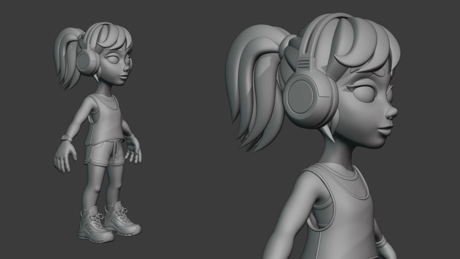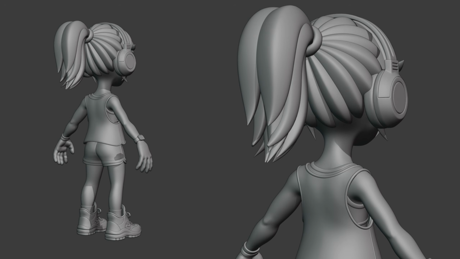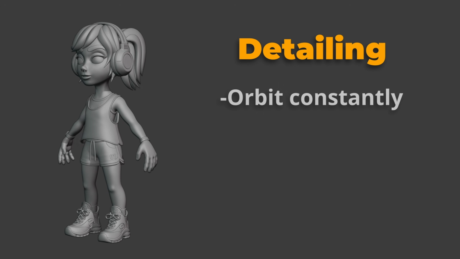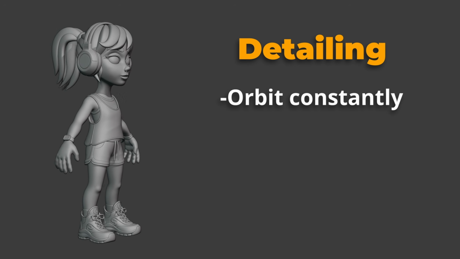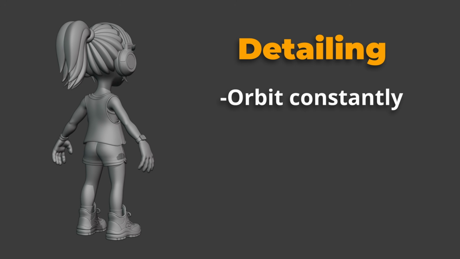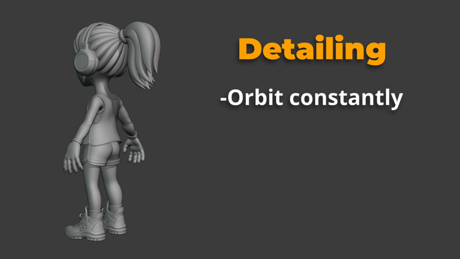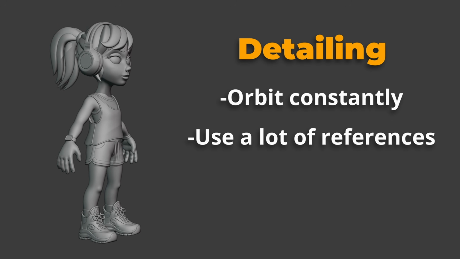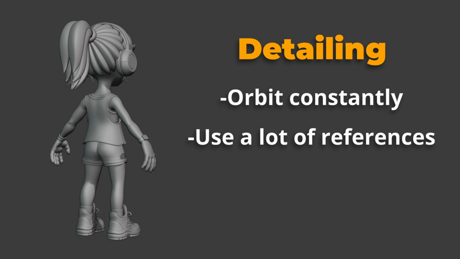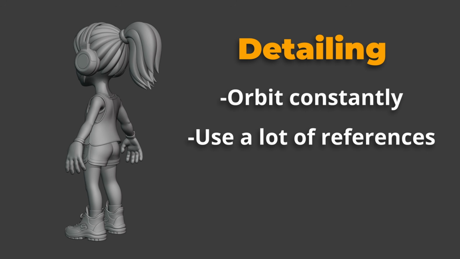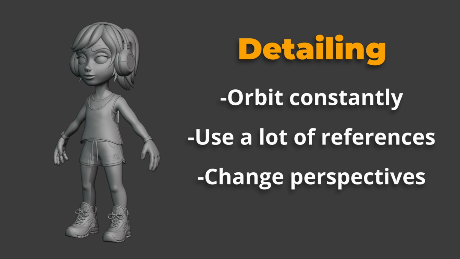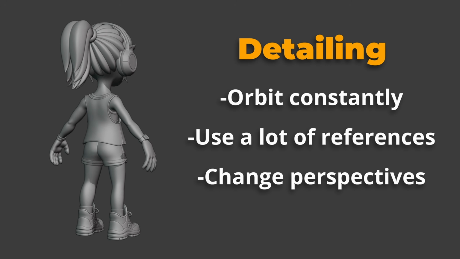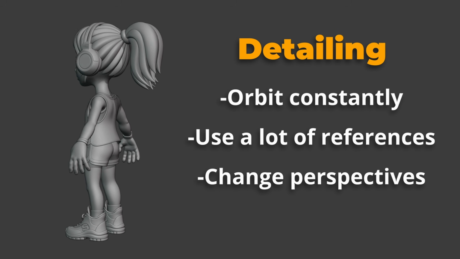All the details of our character are in place. Let's go over some tips for this stage. The first is constantly rotate the model. Orbiting often helps you spot errors and asymmetries that might go unnoticed from other angles. Also, rely heavily on visual references, so we ensure that the shapes, proportions, and details are consistent with the style we're aiming for. And finally, every once in a while, change perspective. Work on one part of the model, then switch to a completely different area to keep detailing.